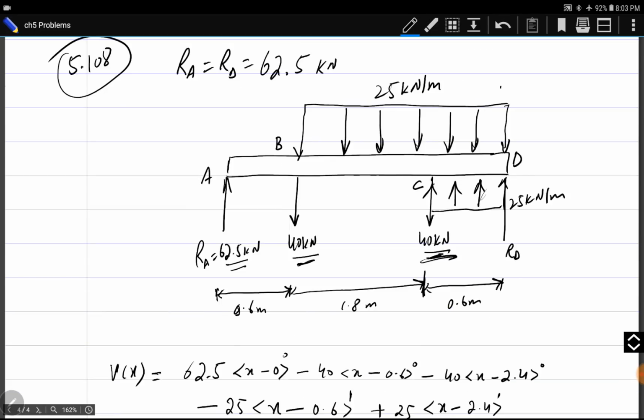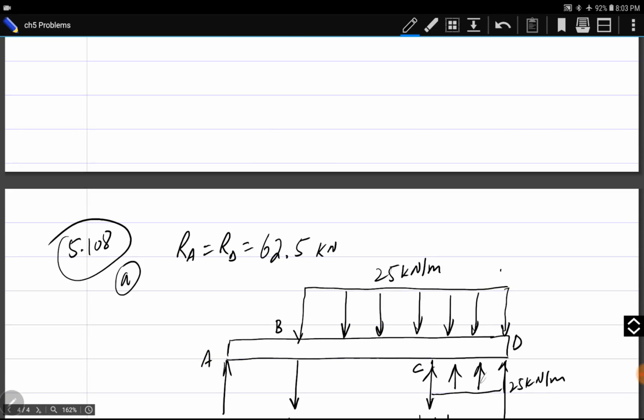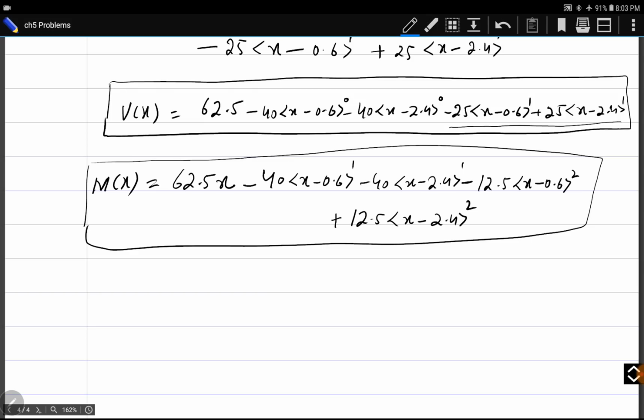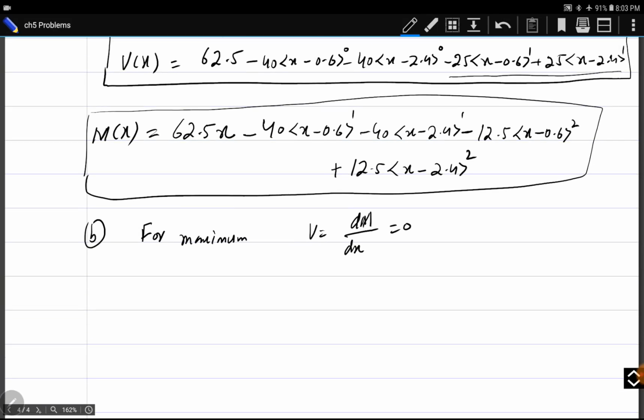This was the first part of the problem. In the second part, we were asked to find the maximum bending moment. For the maximum moment, its first derivative, which is equal to shear force, will be equal to 0. So we will set the shear force equal to 0.